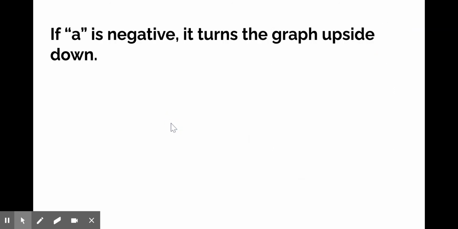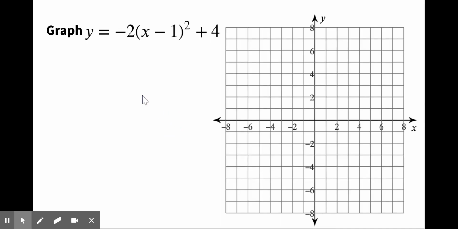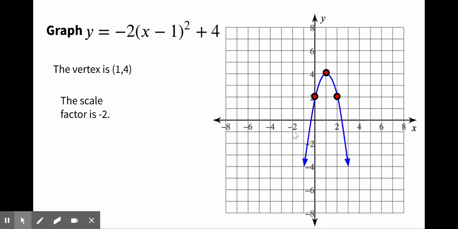And then the last thing, if a is negative, it turns the graph upside down. So here we have a negative scale factor. So first find your vertex. The vertex is at (1, 4). So go to 1, up to 4. And then the scale factor is -2. So I'm going to count down 2 and over 1 on both sides and connect those points. Okay, that is our lesson for today.